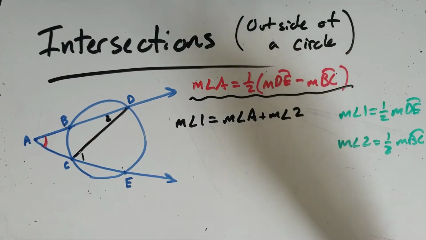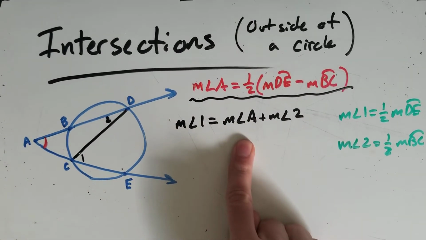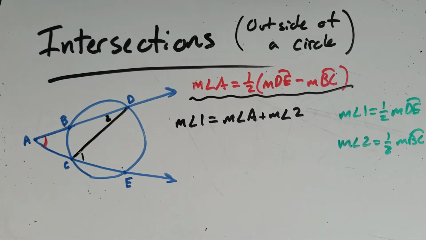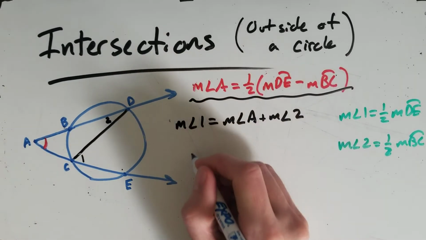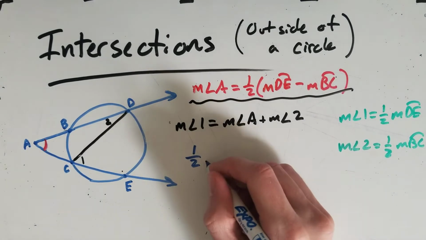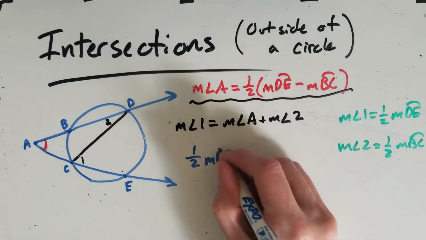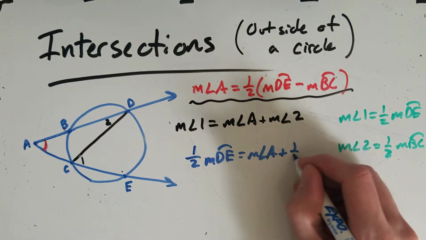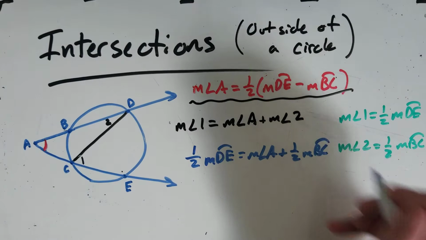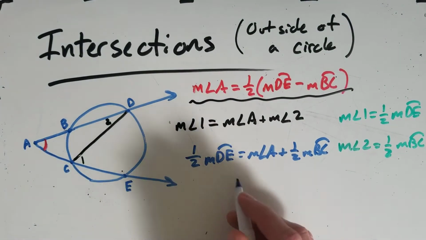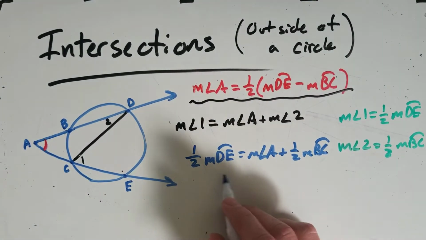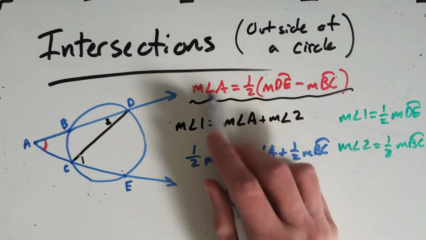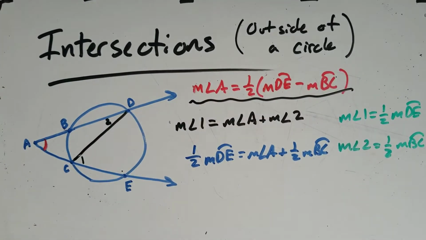So we do know this from having inscribed angles, and then we could simply substitute in here, move a few things around, and we'll end up right there at the top. If we substitute, we would say 1/2 the measure of DE is equal to the measure of angle A plus 1/2 the measure of arc BC. Then you subtract your measure of arc BC from both sides and factor out your 1/2, and you're going to end up right up here. So there's one scenario.